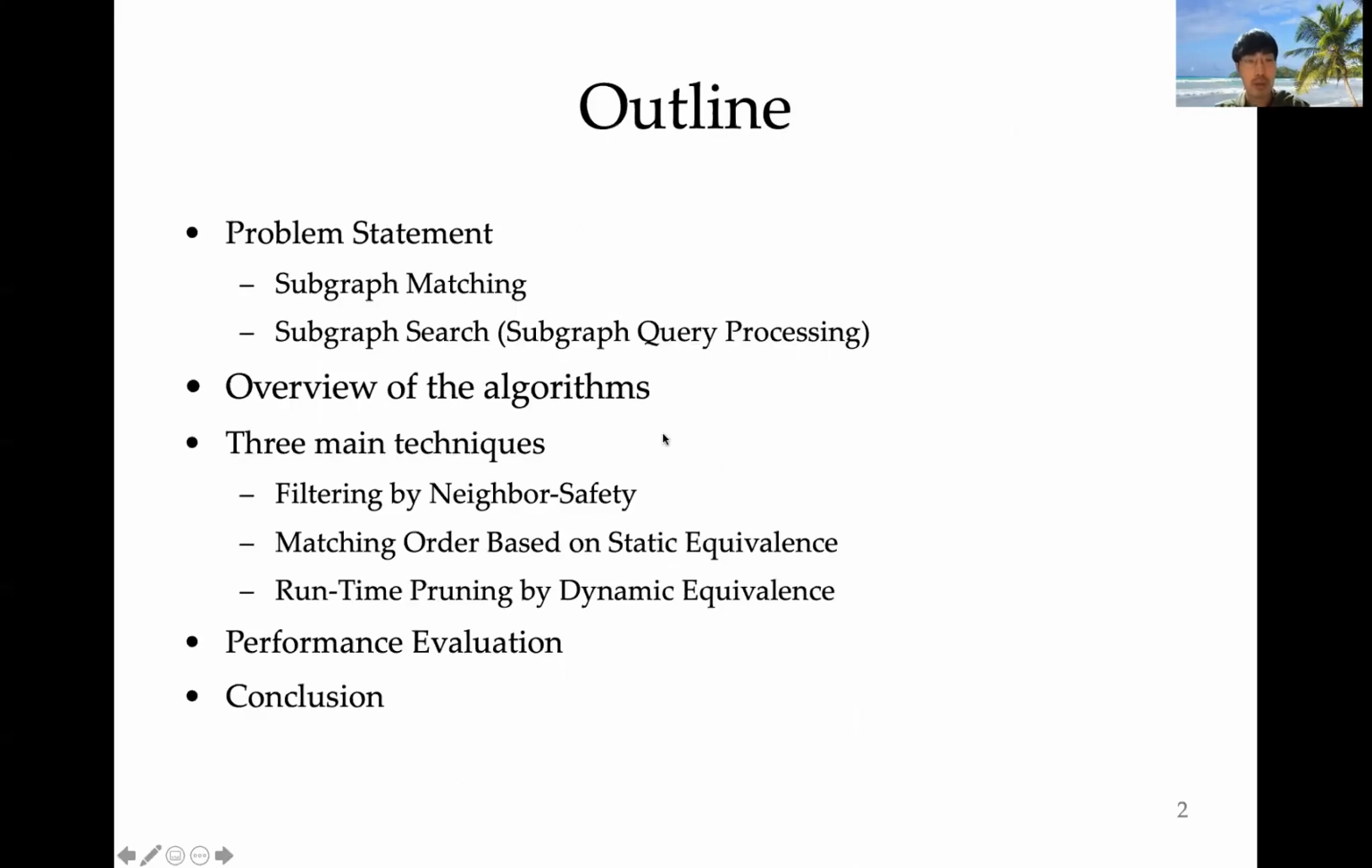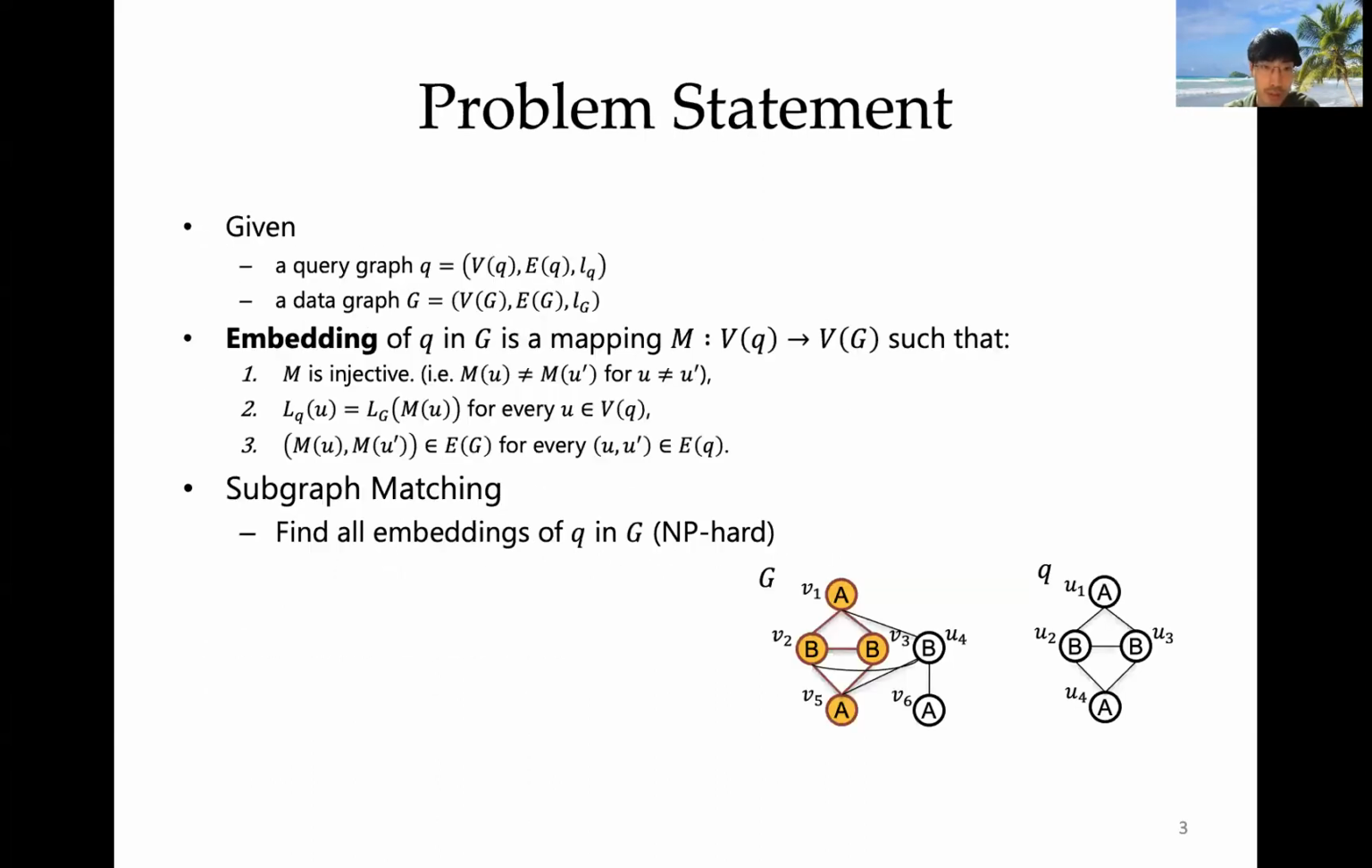The problems we've studied in this paper are subgraph matching and subgraph search. I will show an overview of our algorithms briefly, followed by the details on three main techniques. And I will show the performance evaluation, comparing ours with the state-of-the-art method, and we'll conclude the presentation.